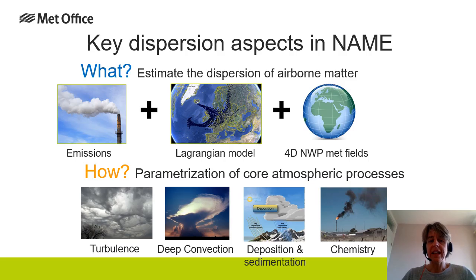So as I mentioned, NAME is a Lagrangian model, and I'm going to tell you more about what this means throughout this presentation. And it also represents a number of physical processes, and we'll go through some of the key ones, such as turbulence in the atmosphere, how this disperses material, deep convection, deep moist convection throughout the troposphere, deposition, that's the removal of substances from the atmosphere to the ground, and sedimentation, so that's the falling of heavy particles by gravitational settling. And then there's also a chemistry scheme within NAME as well, but we'll go through each of these in turn.